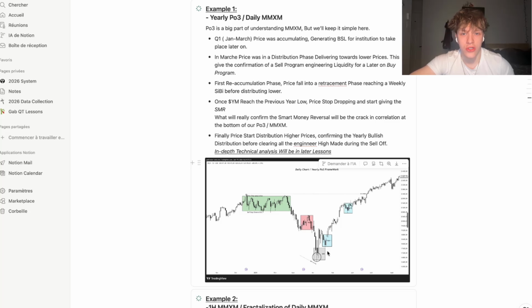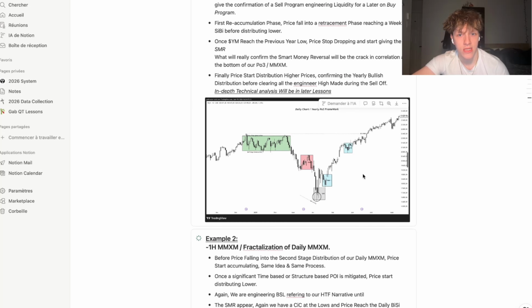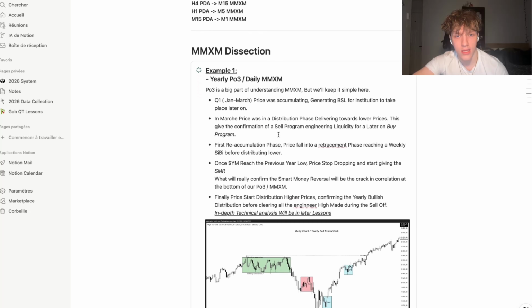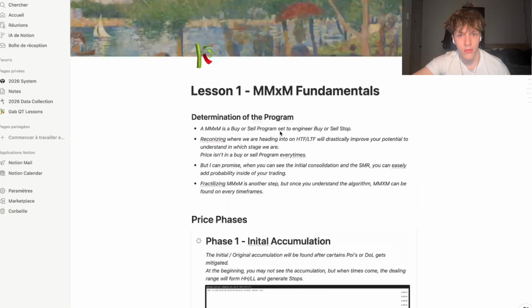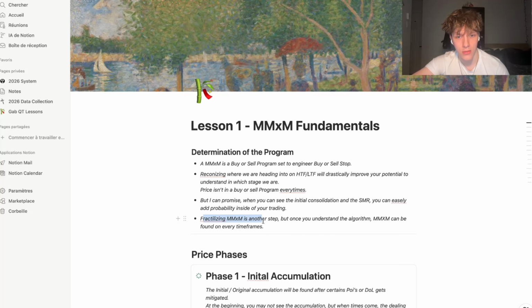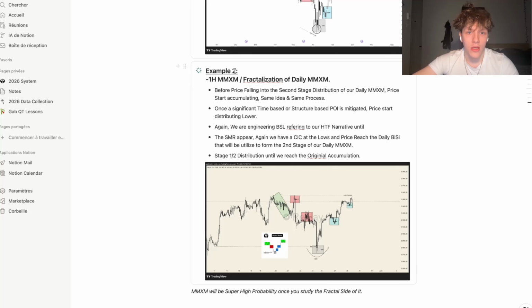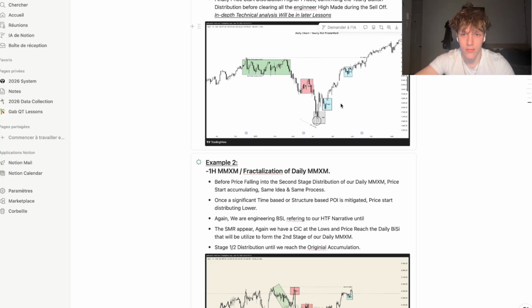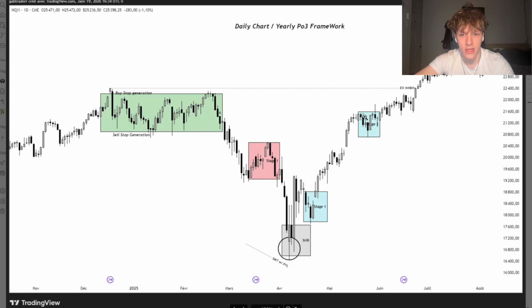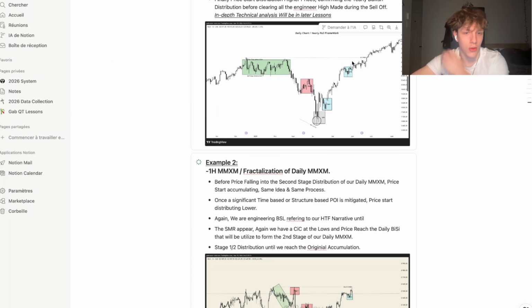Finally, price starts distributing higher prices, confirming the yearly bullish distribution before clearing all the engineered highs made during the sell-off. So that was the example for the yearly power of 3 and the daily market maker model. Now, when I talk about the fractalizing market maker model at the beginning, that's exactly that. This is a 1 hour market maker model, fractalization of the daily market maker buy model right there. So we will be utilizing the stage 2, this stage right there, to understand the 1 hour market maker model.